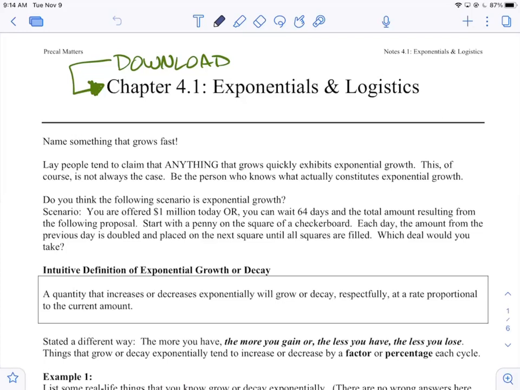Y'all know what it means to be directly proportional? It's a scale factor. If one gets bigger, the other gets bigger. If one gets smaller, the other gets smaller. And it's by a constant scale factor. A scale factor is nothing more than a multiplier. So if you're doubling your money, what's the scale factor? 2. So there we go.